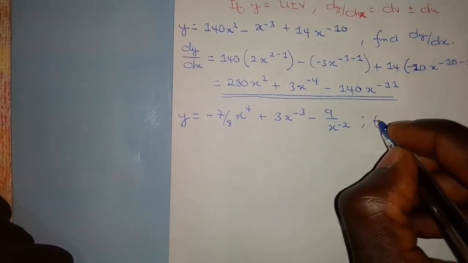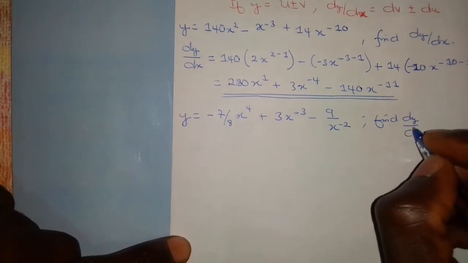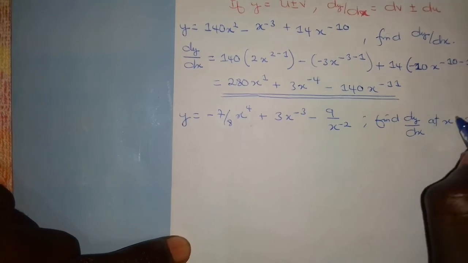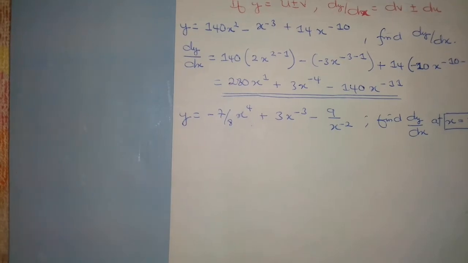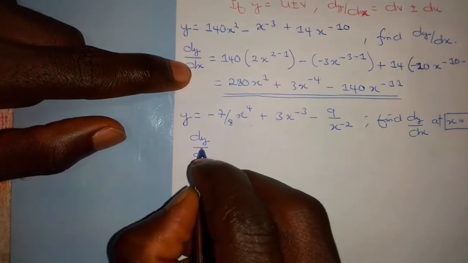So let's say you're asked to find dy/dx at x equal to 2. So if you were to substitute 2 into this, this is after differentiating this expression, before you substitute that x as 2 when you've differentiated it. So we have dy/dx there.